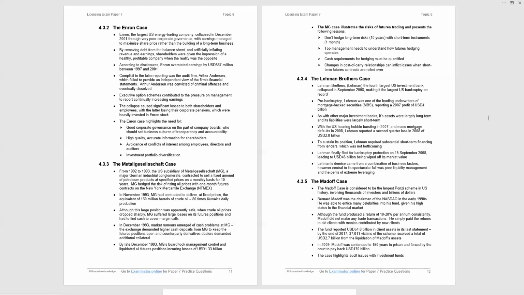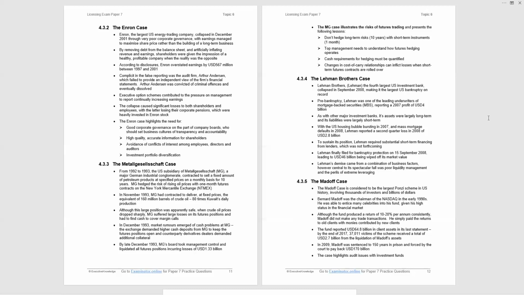4.3.5, the Madoff case. Bernard Madoff ran the largest Ponzi scheme in US history, where he was taking money, billions of dollars from thousands of investors, and instead of investing it, he was using it to pay subsequent investors coming into his scheme as if they were in fact getting returns. He was credible because he was chairman of NASDAQ. And although the fund produced a return of 10 to 20%, it was just all fabricated. It did not make any trade transactions.